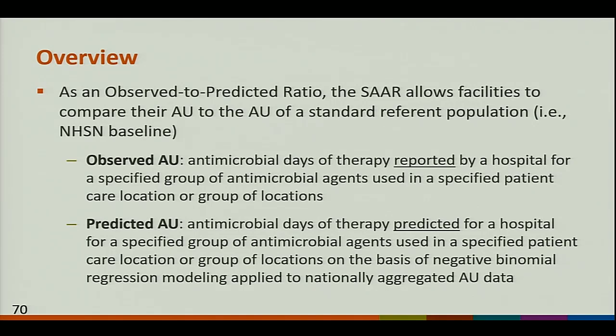So as an observed and predicted ratio, the SAAR allows facilities to compare their AU to the AU of a standard reference population, which in this case is NHSN baseline populations from 2017 or 2018, depending on which SAAR model you're looking at. The SAAR numerator is observed days of therapy that is provided by reporting facilities, and the SAAR denominator is predicted days of therapy for a specified group of antimicrobial agents used in a specified patient care location or group of locations that are based on our negative binomial regression models that are developed using nationally aggregated AU data.